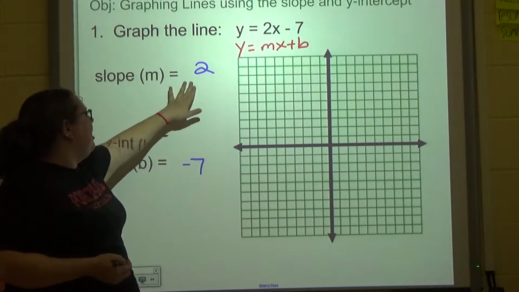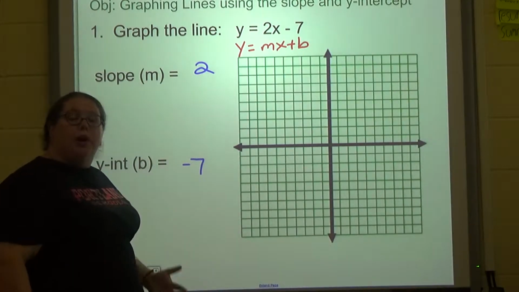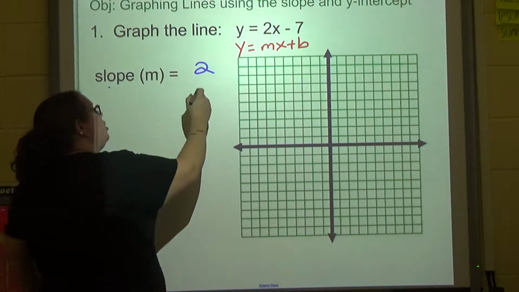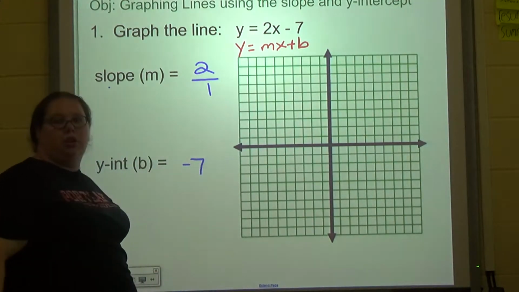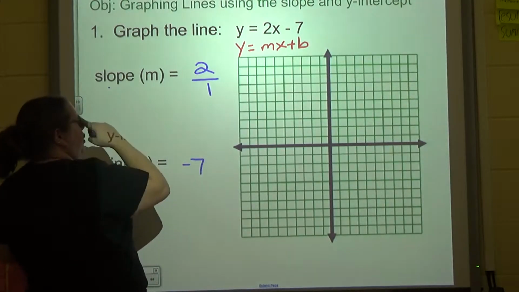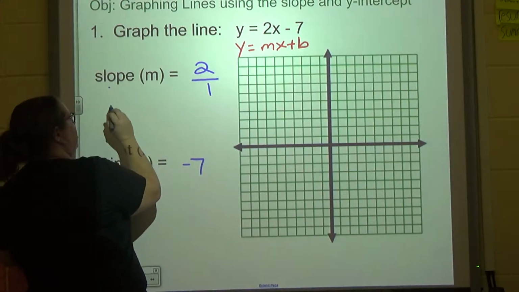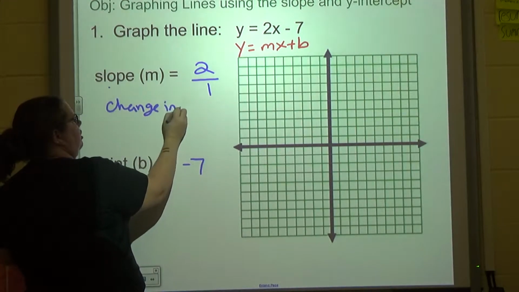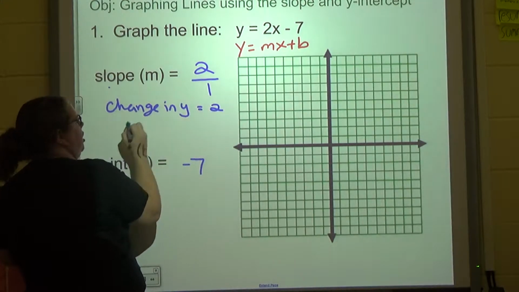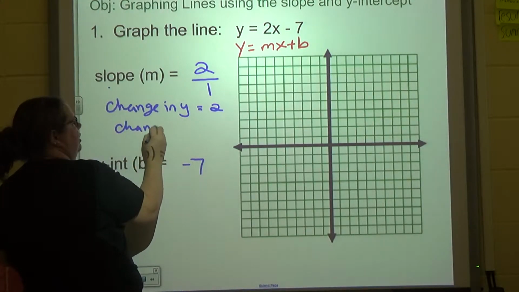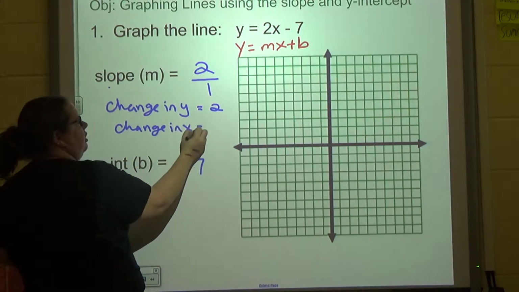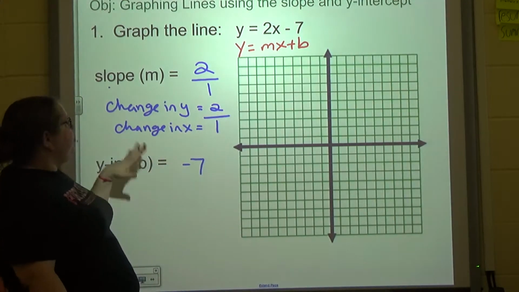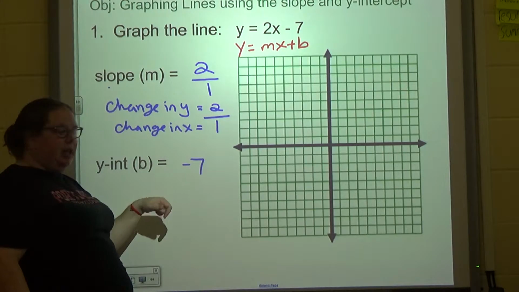Now slope, we talked about change in y over change in x, right? So this 2 is not a fraction. We want it to be a fraction. So when you have slope, if it's not a fraction, turn it into a 1. Okay? So this is our change in y. Our change in y is 2. Our change in x is 1, right? So 2 over 1. So we have our slope, we have our y-intercept.